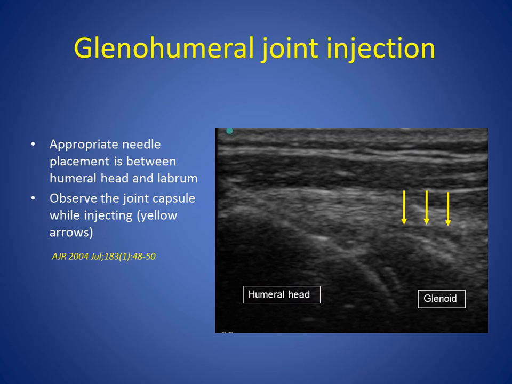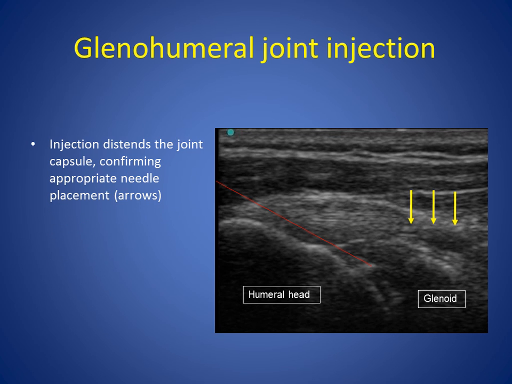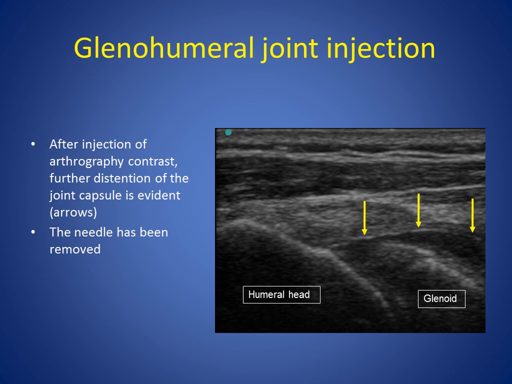Here's what it looks like. Humeral head, glenoid. There's my needle, and there's my needle tip. Now keep an eye on the yellow arrows. That's the joint capsule. As you inject, the joint capsule will begin to lift off and continue to lift off as you inject further. So that's what you're looking for to prove intra-articular fluid. And you can see the fluid surrounding the labrum. It's much easier to see the labrum now after the fluid has gone into the joint.